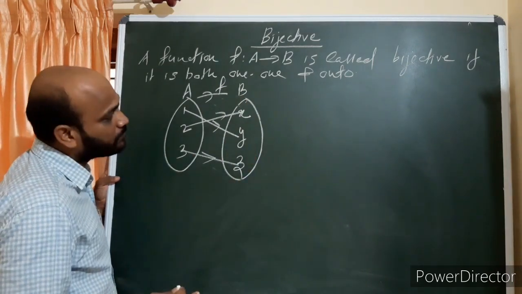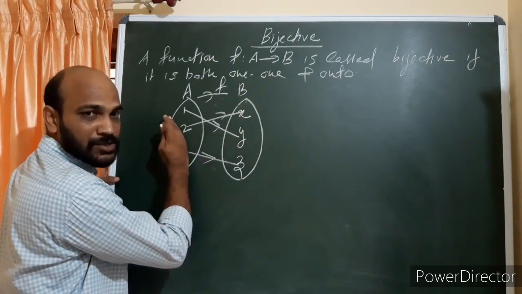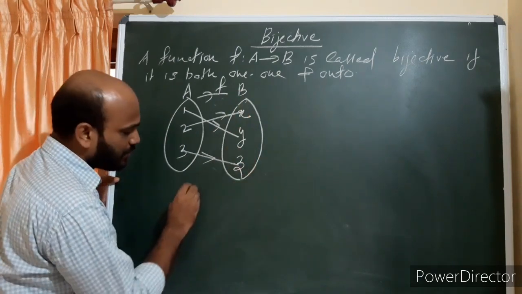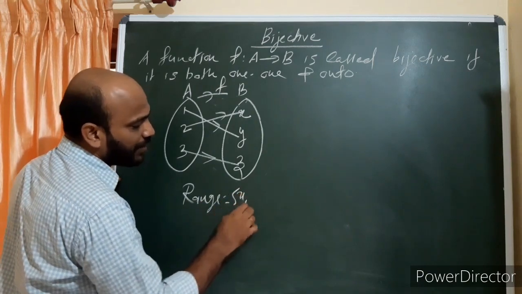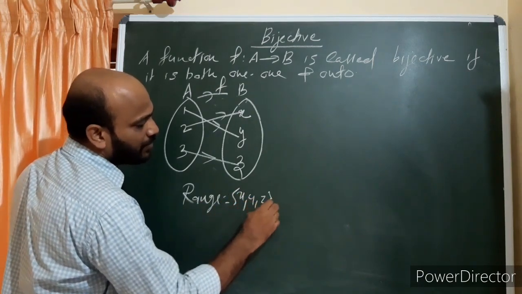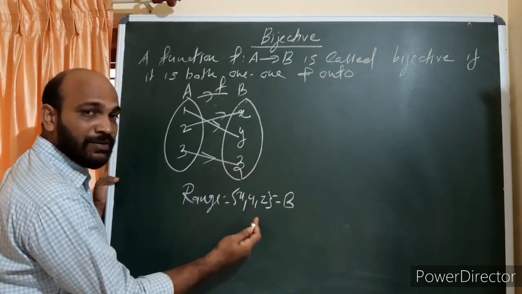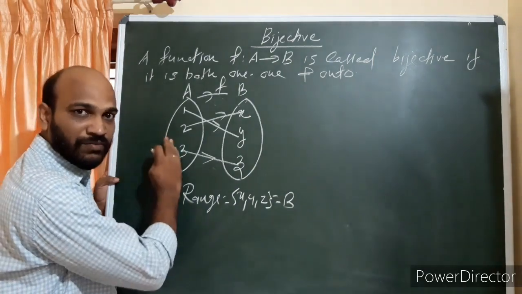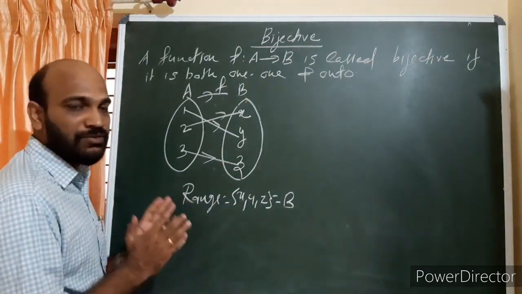Is it onto? Every element in B has a pre-image. Otherwise, what is the range? Range is equal to the set x, y, z. That is equal to the codomain. Since the range is equal to the codomain, we can say that the function is onto, and it is also a one-one function. So it is one-one and onto, hence it is a bijective function.